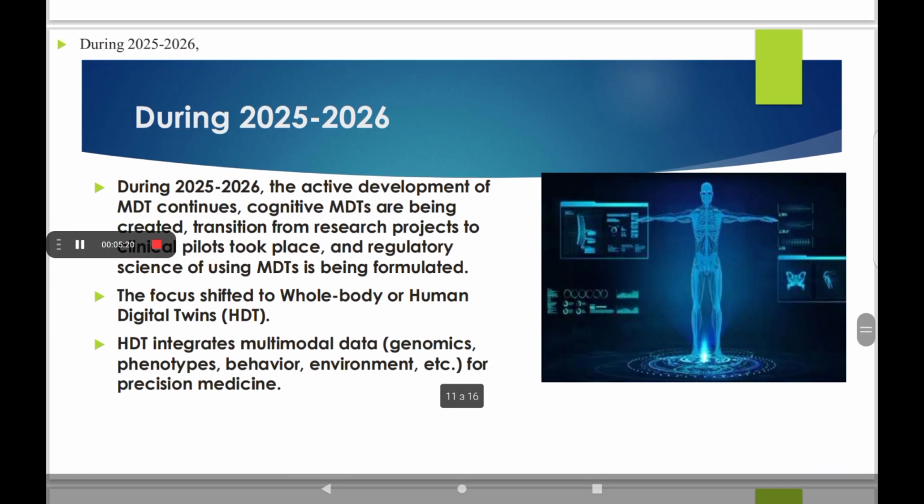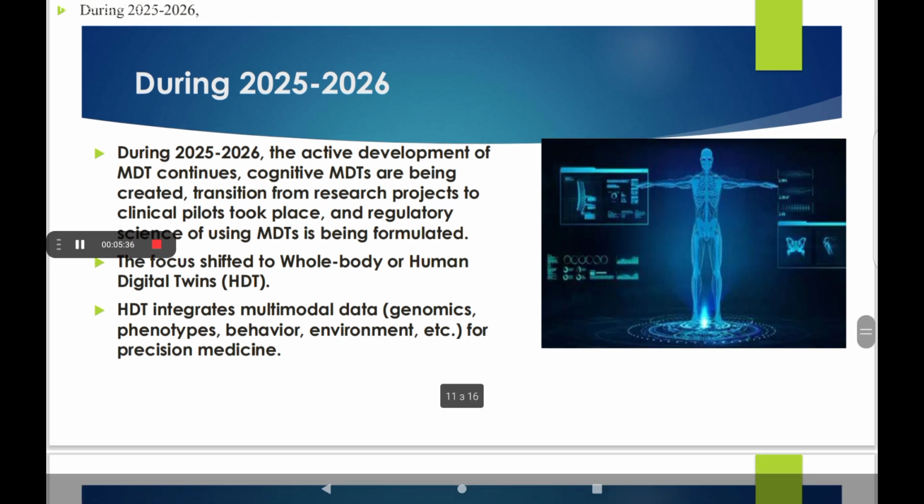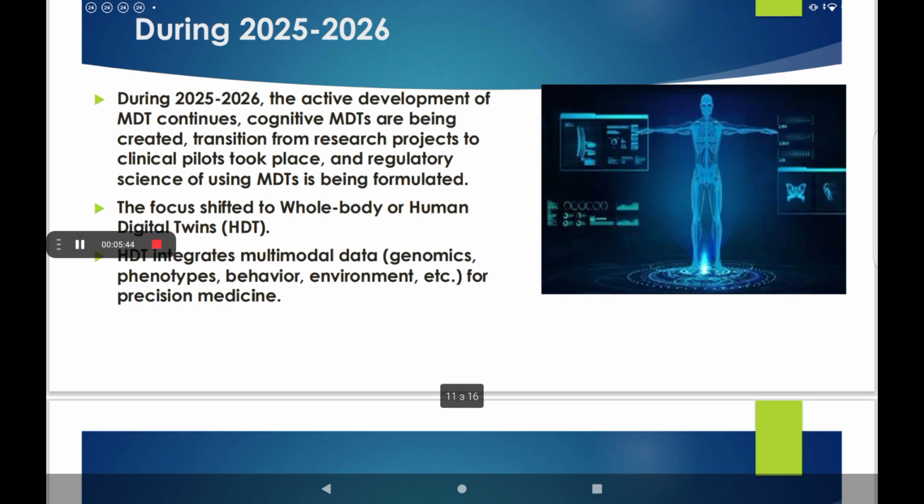During 2025-2026, the active development of medical digital twins continues. Cognitive medical digital twins are being created. Transition from research projects to clinical pilots took place, and regulatory science of using medical digital twins is being formulated. The focus shifted to whole-body human digital twins.